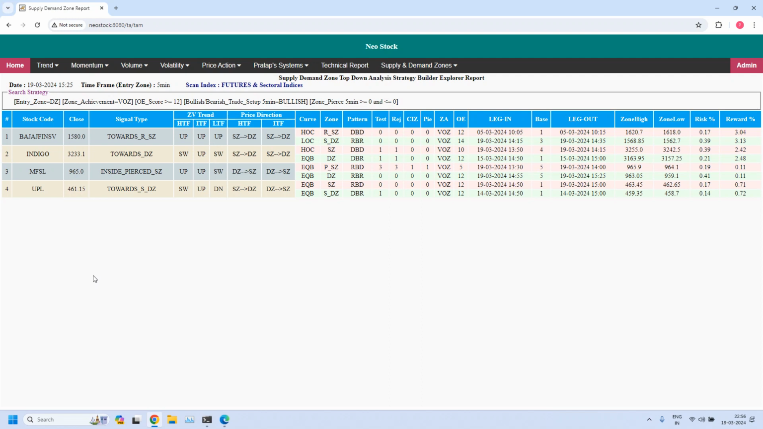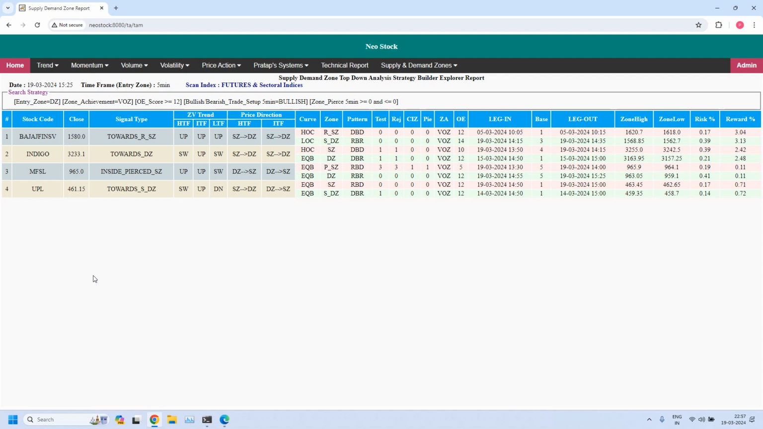That is, entry time frame is 5 minutes. Intermediate time frame is 15 minutes. And higher time frame is 75 minutes. So this is about hourly income trade setup.